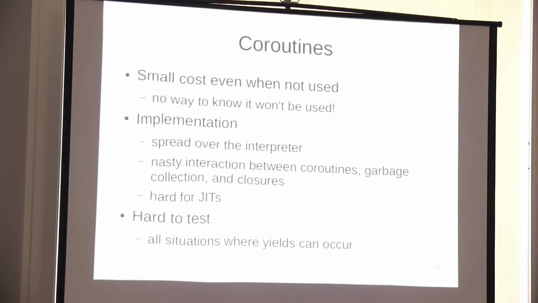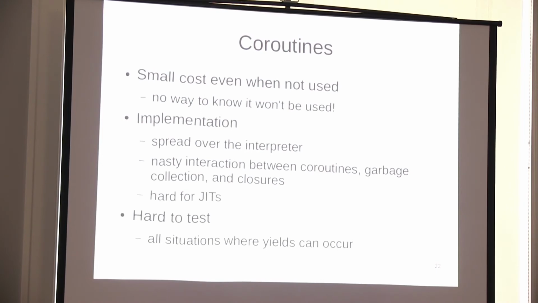And coroutines, this I think is the big example of something that really affects the whole implementation and the whole language. I think it's the biggest single feature that affects everything. And so first, it does have a small cost even when not used. For any kind of implementation, even in assembly, you always have to be prepared. You have to know whether you can put stuff in that place, whether that place is safe to preserve data if a coroutine interrupts me.